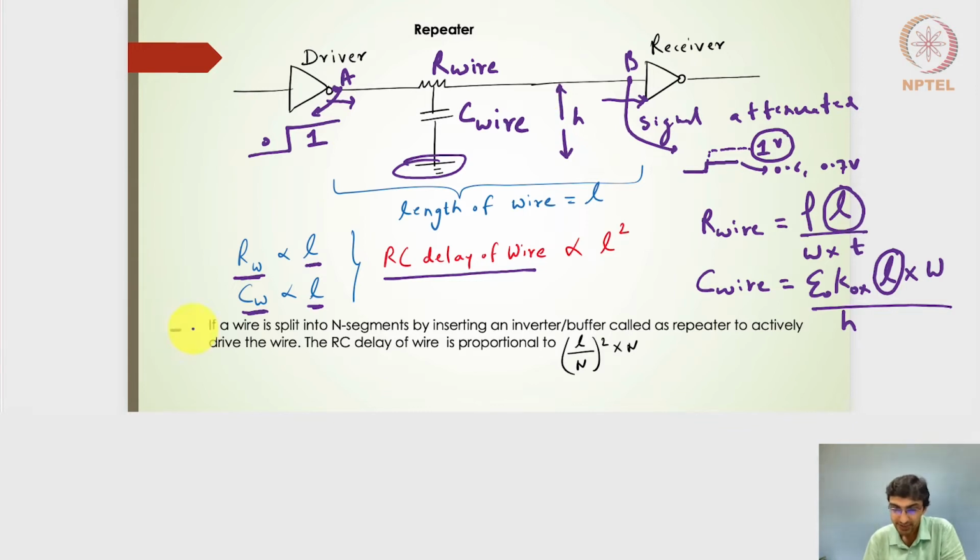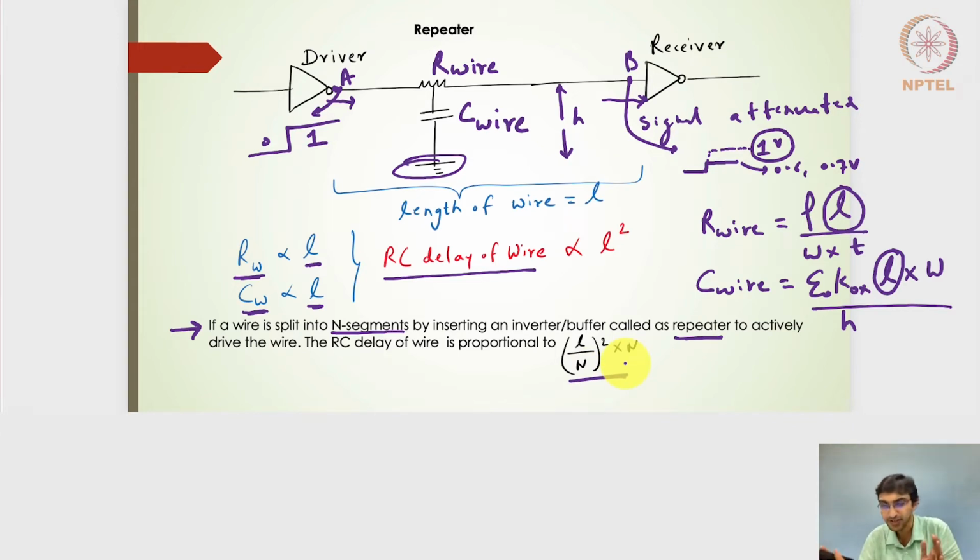One of the statements I have written in the slide here is: if a wire is split into N segments by inserting an inverter or a buffer, called a repeater, to actively drive the wire, the RC delay of the wire is proportional to (L by N) the whole squared, multiplied by N. So let's have a look at it.